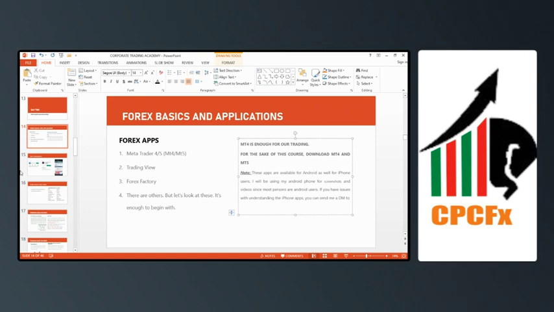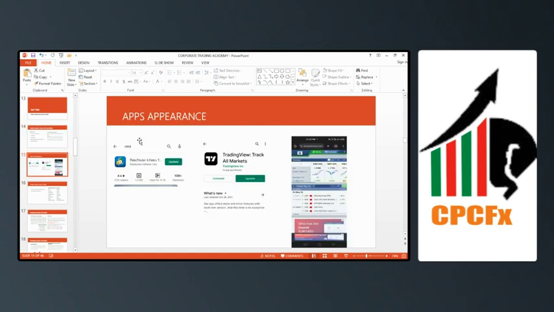So how do the applications look? Now, this is how they look. This is your MT4. This is TradingView, and this is Forex Factory. Always keep these apps downloaded on your phone, so that whenever you want to trade, it doesn't become an issue. You can also update them from time to time if they are updated. Just go to your Play Store and download the updates.